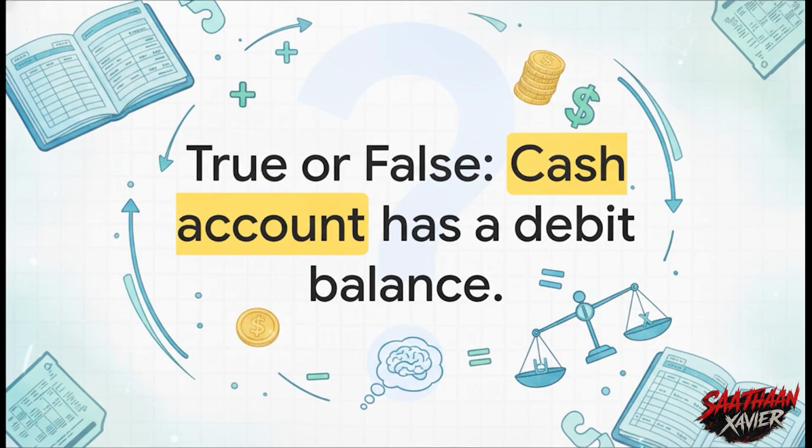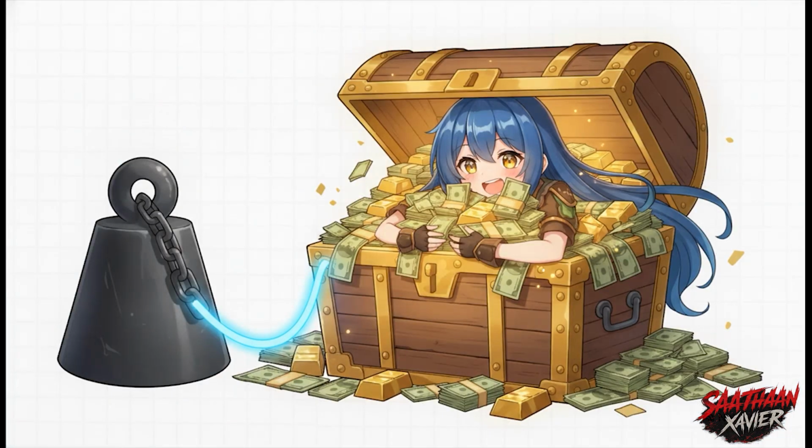Let's do one more. This one tests your fundamental understanding of the modern equation approach to assets that we really highlighted earlier. True or false, cash account has a debit balance. This is absolutely true. Cash is an asset, and under the modern equation approach, assets will always naturally have a debit balance. This goes right back to that golden memory quote we talked about: always debit assets when they increase.